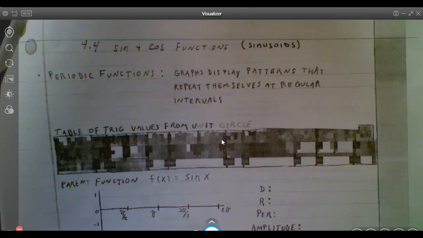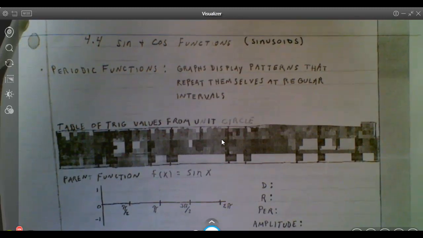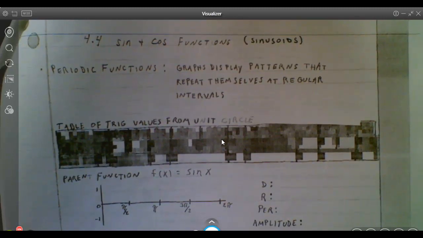Hey guys, so let's see, getting into section 4.4, we're looking at our sine and cosine functions, and we're going to be looking at doing some graphs on these. We'll get into kind of all of them. So the sine, cosine, tangent, we'll be doing the inverse functions as well.